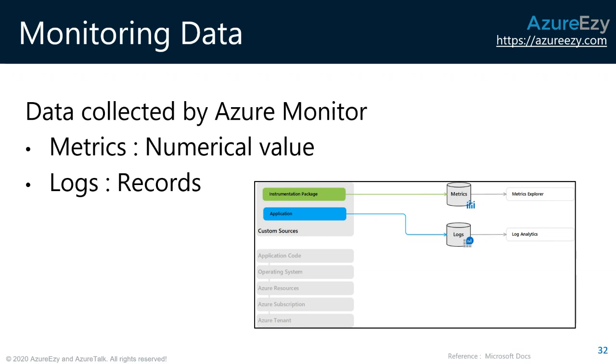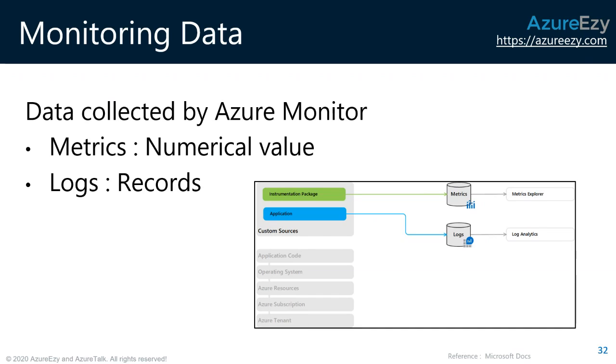For example, CPU is greater than 80%, memory is 75%. So whenever you have some numerical value, some performance measure or anything which can be specified in numerical denominations, that is known as a metric. Then we have logs.